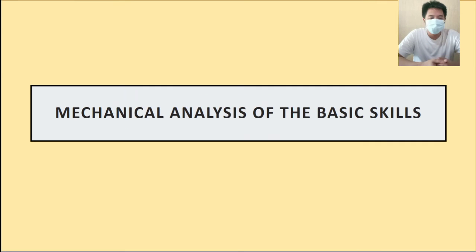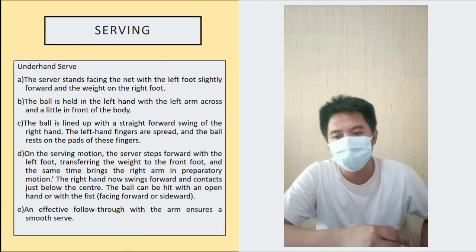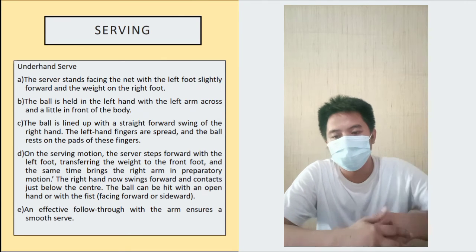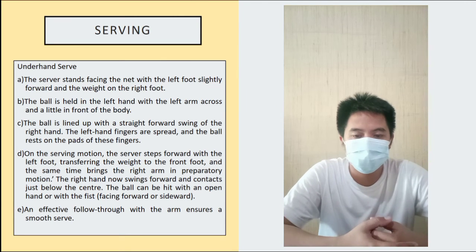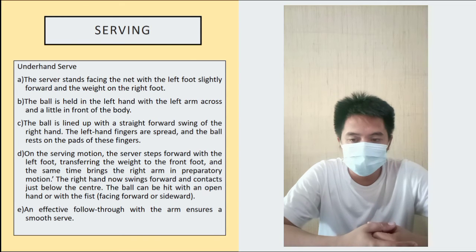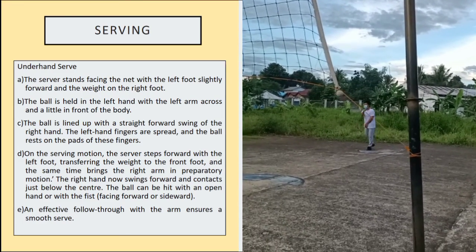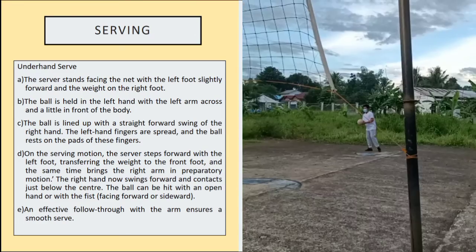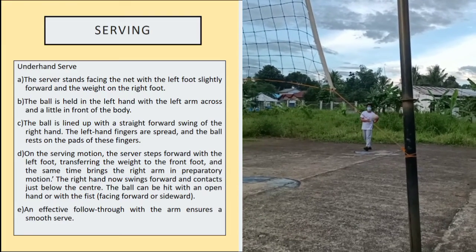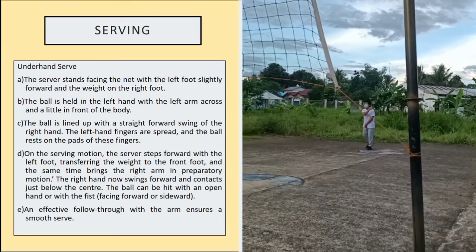Mechanical analysis of the basic skills. First is serving. Underhand serve. The server stands facing the net with the left foot slightly forward and the weight on the right foot. The ball is held in the left hand with the left arm across and a little in front of the body. The ball is lined up with a straight forward swing of the right hand. The left hand fingers are spread, and the ball rests on the pads of these fingers.